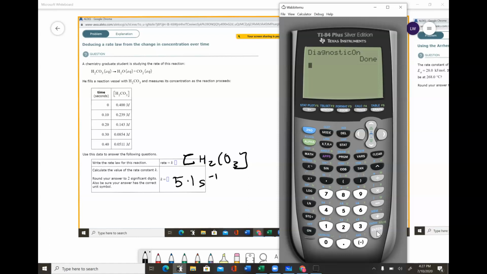Okay, so that's probably the quickest way: set up the stat table and then use linear regression to figure out the reaction order.